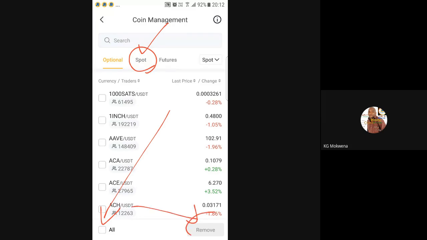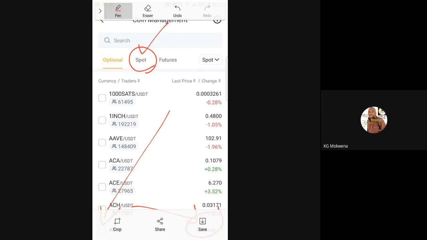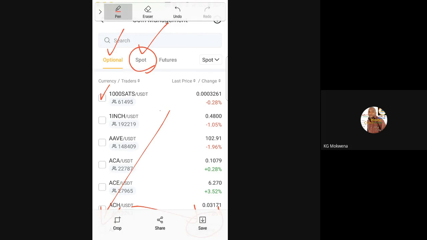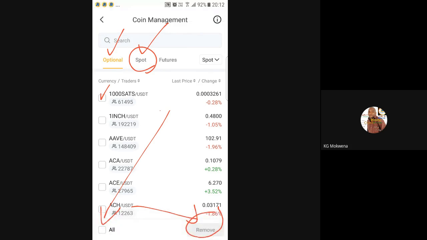There will be an indication of add button there. At the moment, it's like removing. It means coins that are already reflecting on the home page. You want to remove them from home page so that they go to the optional. You will click here. Like the first coin that you see here, that 1,000 sats, it means or 1 inch or AV.